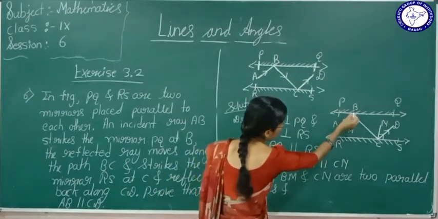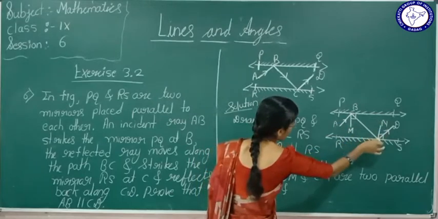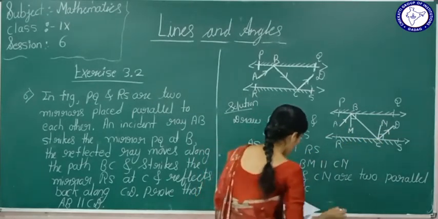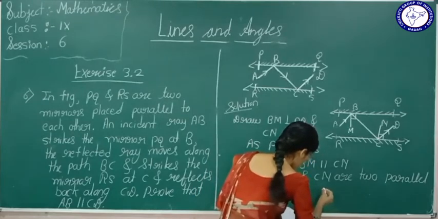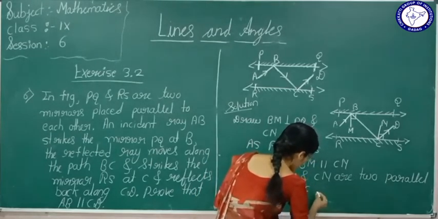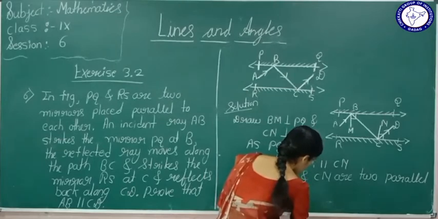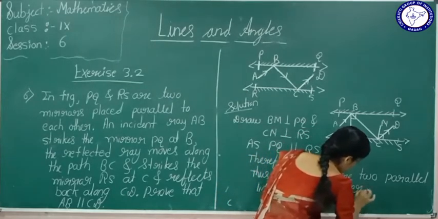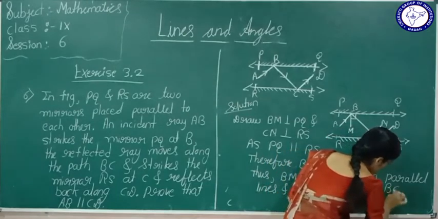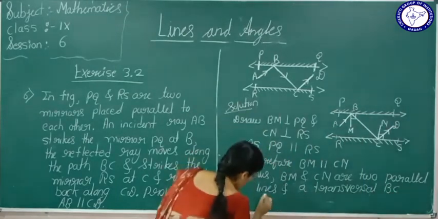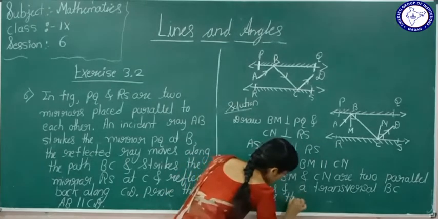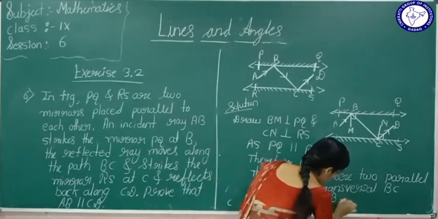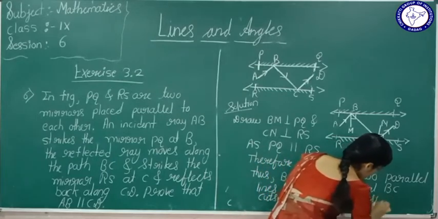and see here, now BM and CN are two parallel lines, and a transversal BC cuts them at B and C respectively.